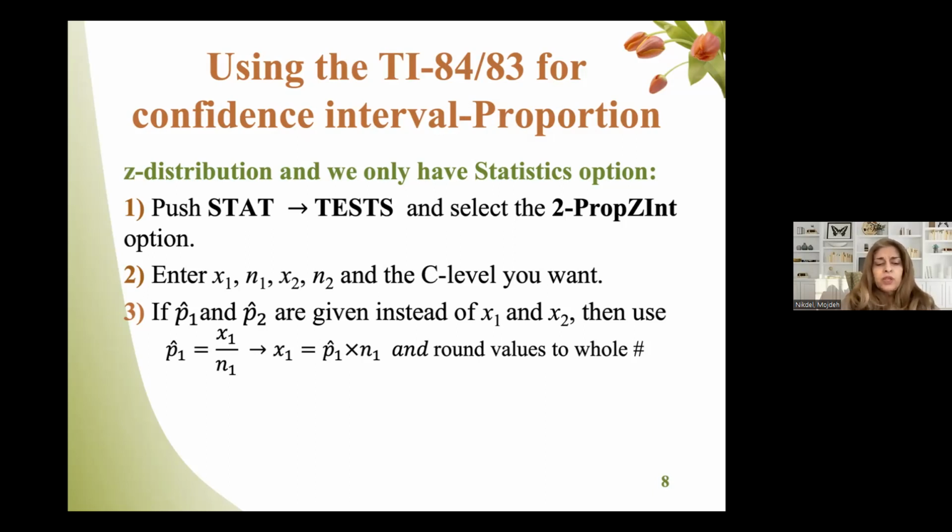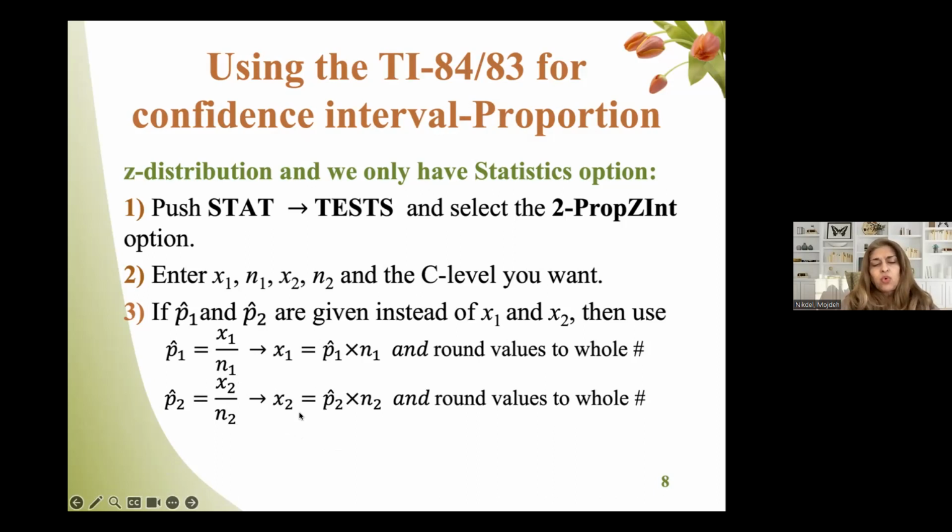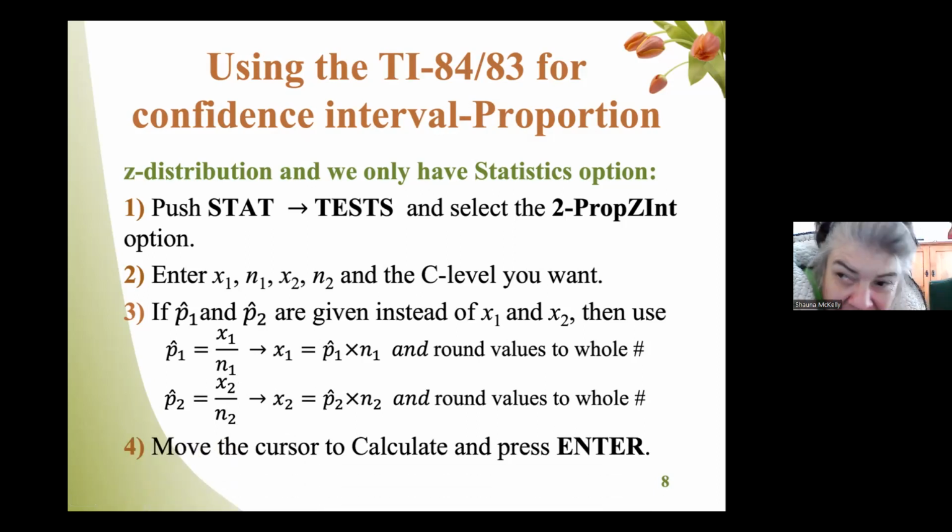Now you follow the same procedure. We know that P2 hat is x2 over n2. By cross multiplying, you get x2 is P2 hat times n2. Again, you have to round up your answer to a whole number. If you forget to round it, your calculator will let you know, because it will tell you there's an error there. Yes, it will only take whole number values for x. So then you're going to highlight calculate, press enter.